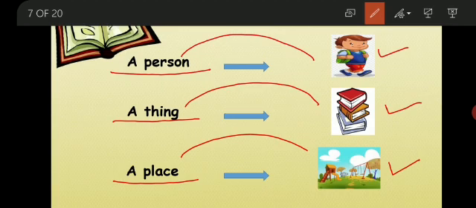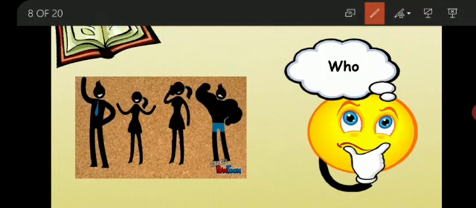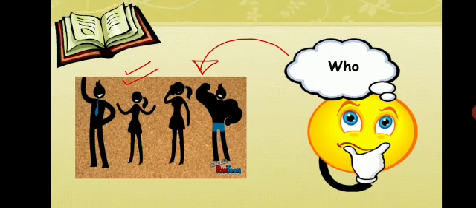Now we will further talk about some examples of relative pronoun. Who? The first relative pronoun we are going to talk about is who. As you can see in the picture, there are some persons. So, who is used to represent a person. In a sentence or in two sentences, if we are talking about a person, instead of using that name again and again, we use who. We will further elaborate this concept with the help of an example.